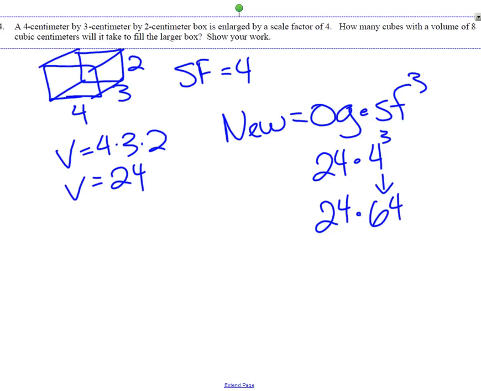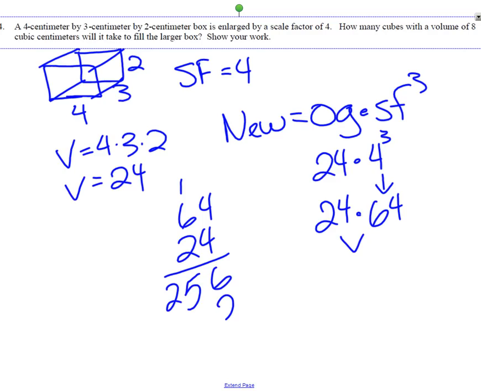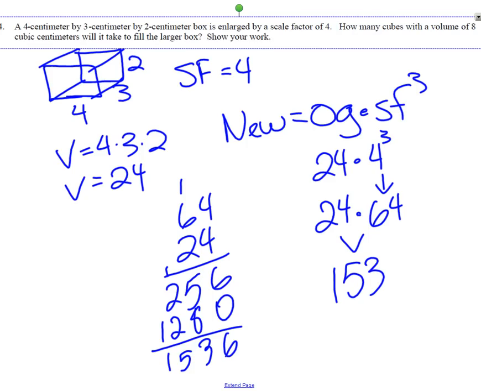So now we have 24 times 64, which is 1,536. Is that right? So our volume is 1,536. Is that our answer? No.